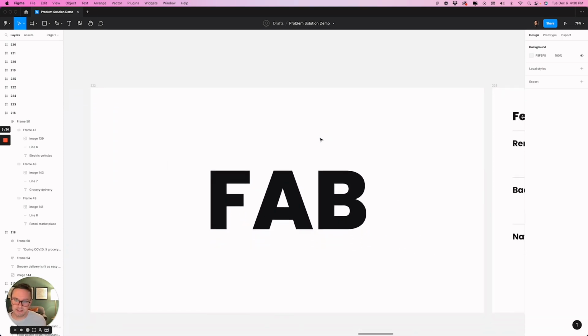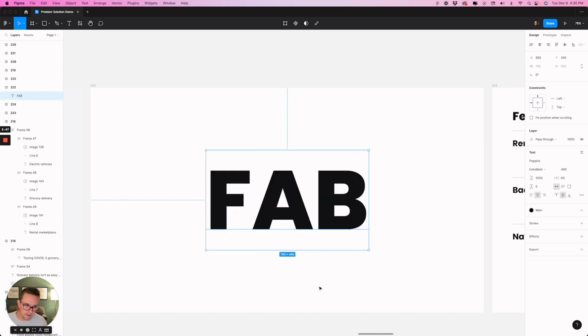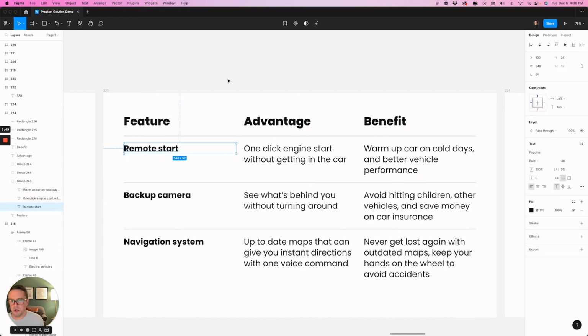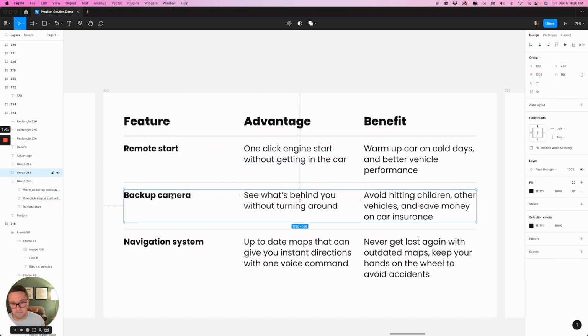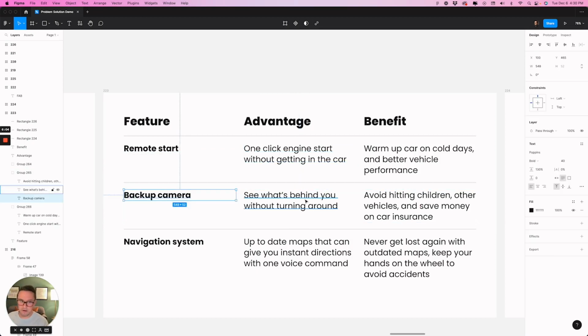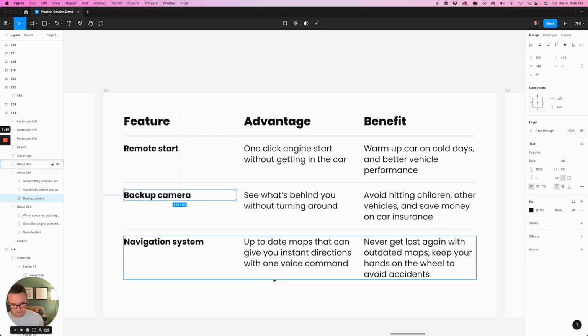Now, one thing to keep in mind too, as you describe this product with features, is to use what I call FAB, which is feature, advantage, benefit. Not just a feature. Because a feature without a benefit is just like, well, what does that mean, right? Like a backup camera in a car, well, what does that actually mean? There's an advantage to that, which is the A, and there's a benefit to that. So if you look at this table, in a car, remote start, the advantage is you don't have to get in the car. You can do it while not in the car. But that's just the advantage. But the real benefit is to warm up the car on the cold days, right? And backup camera the same way. You don't have to turn around, but the benefit is you don't hit children or vehicles, or save money on car insurance. Same with navigation system, blah, blah, blah.